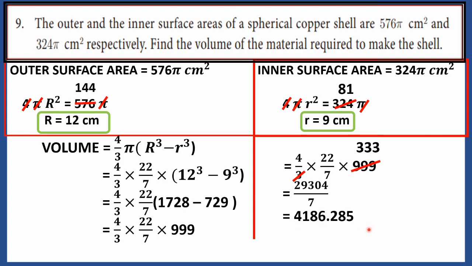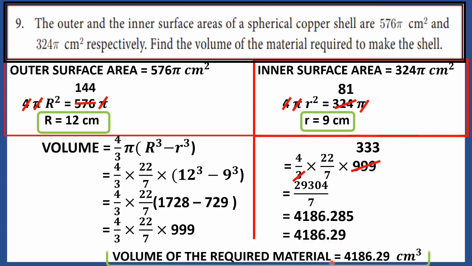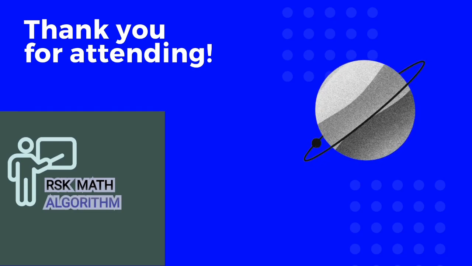4,186.285. Round off to nearest two decimal places, we get 4,186.29. Volume of the required material equal to 4,186.29 centimeter cube. Both are very important sums.